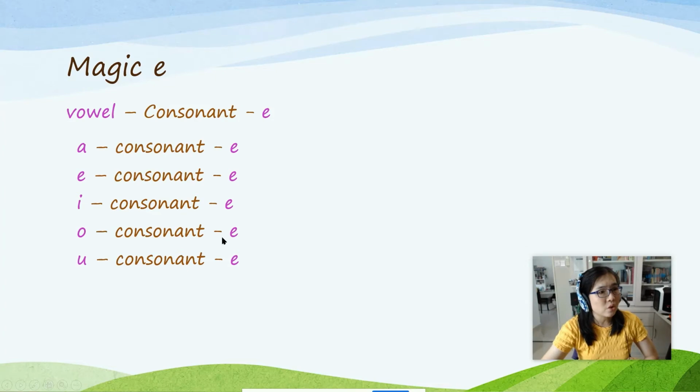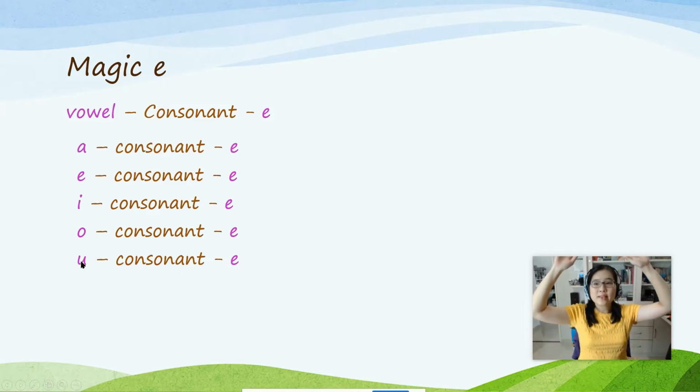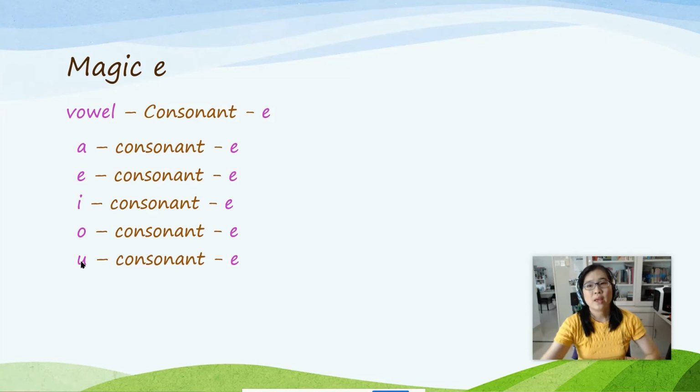Okay, why is this ooh? This should be U, isn't it? Well, U, E has 2 sounds. One is ooh, and the other one is U. And in today's lesson, we will use UE as the ooh sound, not the U sound.